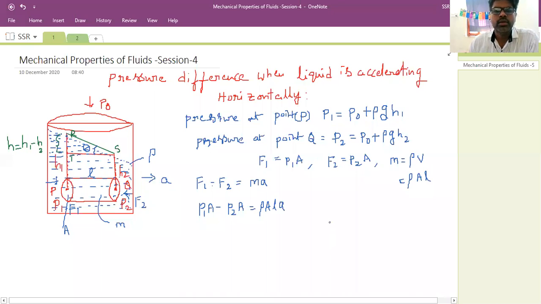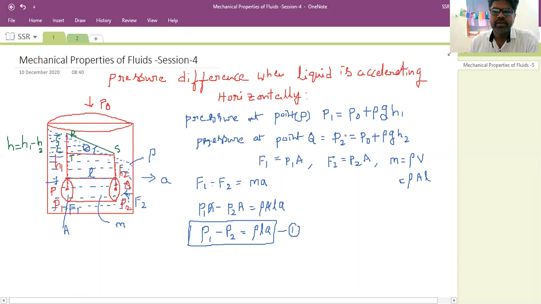Now capital A is common on both sides, so you can remove that. Then the pressure difference between the 2 points at the same horizontal level is P1 minus P2 equal to rho L a. This is one equation, the pressure difference value. Up to this, have you all understood? Let us say this is equation 1.